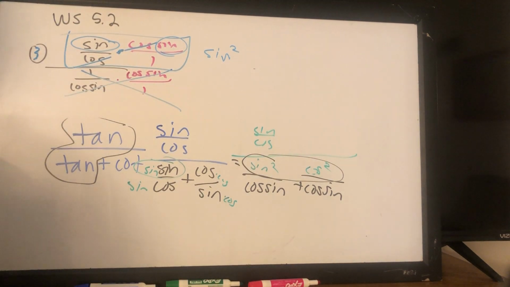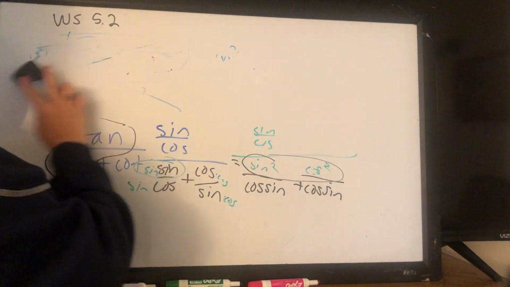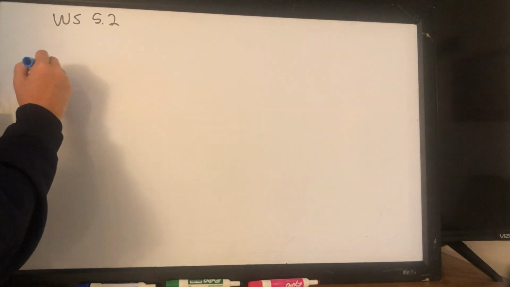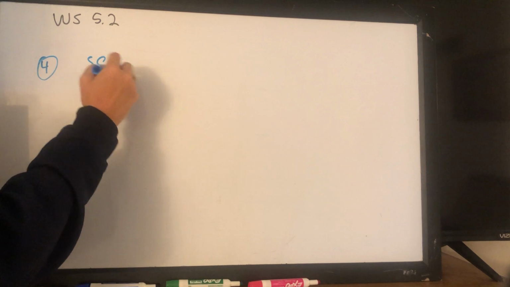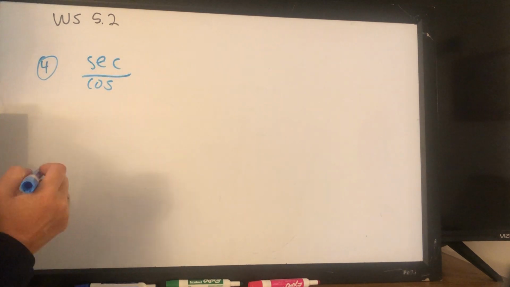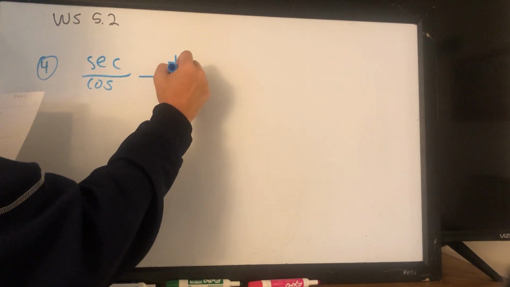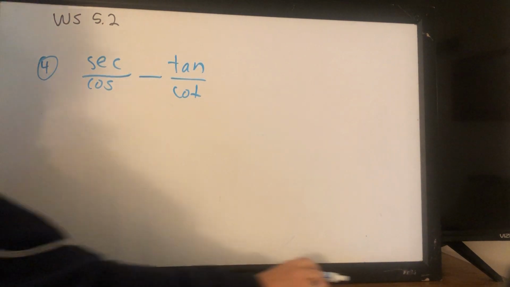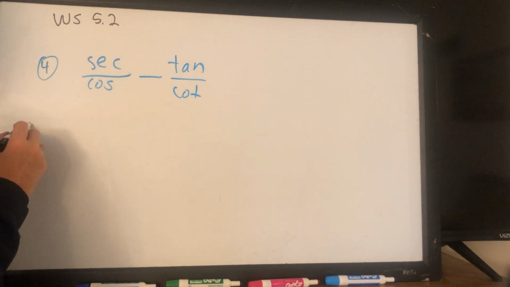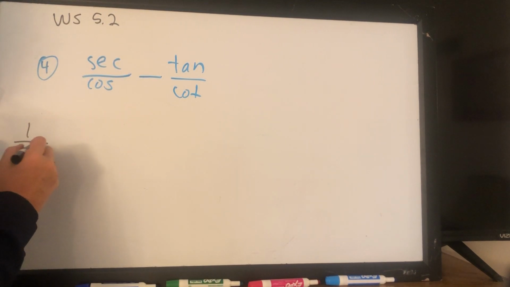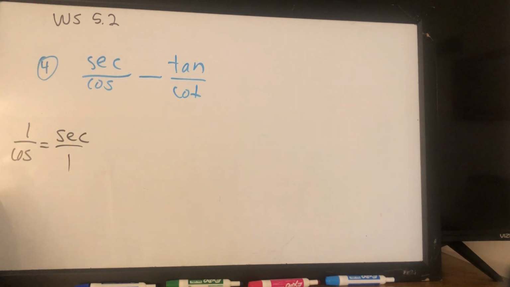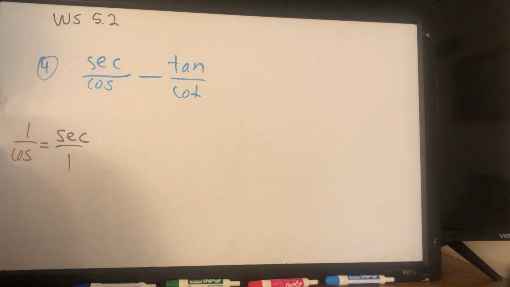That was 3. Number 4 looks bad, but guys, if you recognize that you got a reciprocal identity there, it makes it a lot quicker. So 4, you've got secant over cosine minus tangent over cotangent. Okay? Reciprocal identities. Cosine in the bottom is the same as secant in the top. 1 over cosine is equal to secant. Okay? So cosine in the bottom is the same as secant in the top.